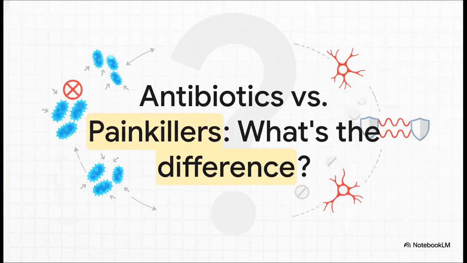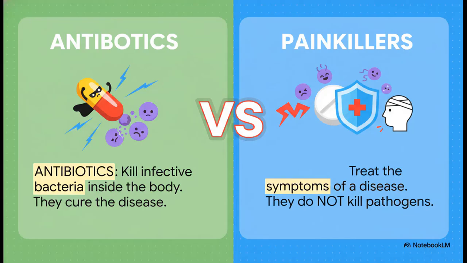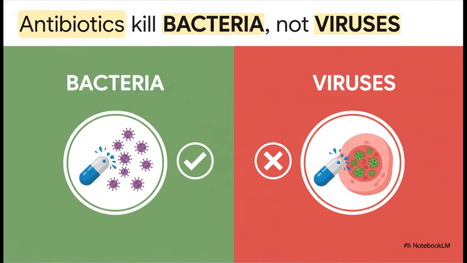All right, let's clear up a really common point of confusion, and it's a favorite for examiners. You get ill, you might take some medicine, but what is that medicine actually doing? And the difference here is massive. So really listen to this bit. Antibiotics are the cure. They go in and actively kill the bacteria that are causing the infection. Painkillers, on the other hand, just manage the symptoms. They'll help with your headache or bring your fever down, but they don't fight the pathogen at all. So one cures the disease, the other just makes you feel a bit better while your body does all the hard work.